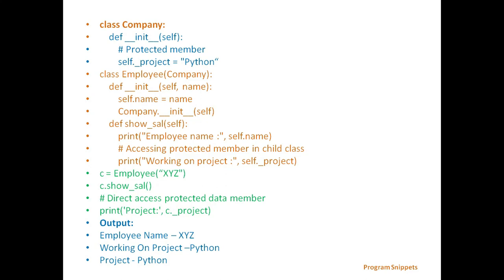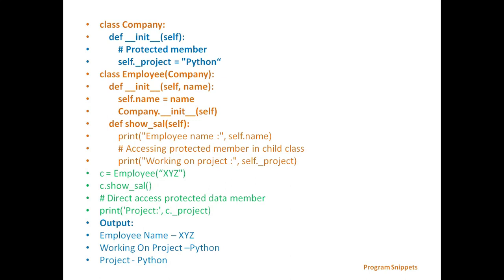Here we have defined the class Company, in which the constructor is defined with a protected member, self._project equal to Python. Then we have defined another class Employee, which will inherit the class Company, and here we have defined the constructor with the variable name, which is public. So self.name equal to name, and here we have inherited the constructor of class Company. Then we have defined a method which will print the employee name and the project they are working on, which will call the self._project variable from the class Company.